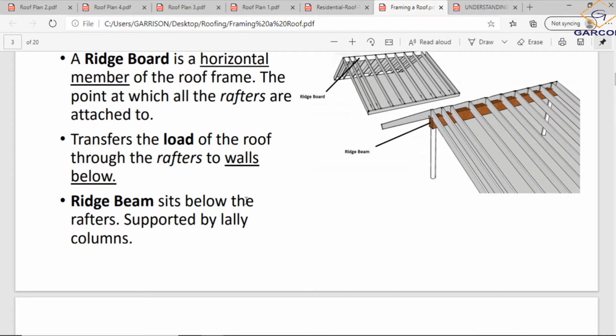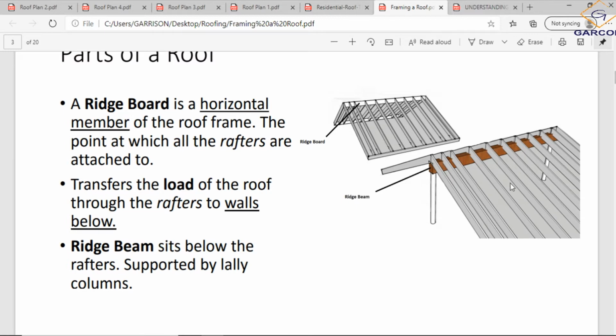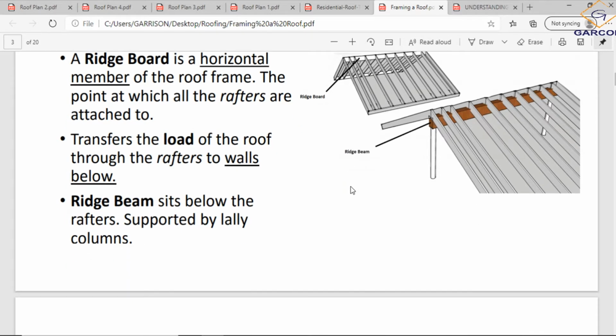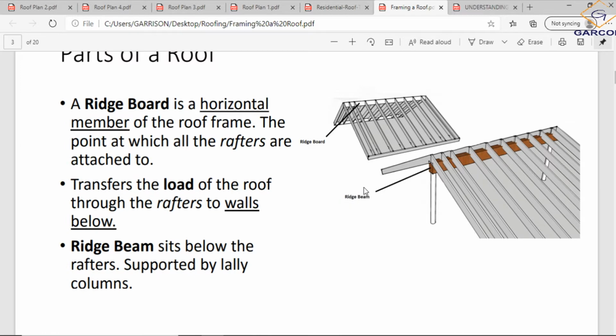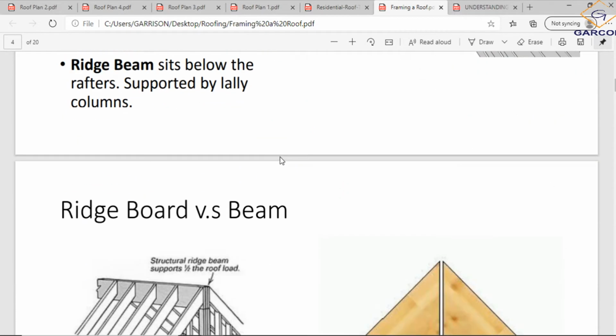Ridge beam sits below the rafters, supported by a lally column. So this basically is a column holding up the ridge. But in most roofs, we don't have a column to hold up the ridge, because basically the rafters do that themselves. For a domestic roof, you wouldn't necessarily need a big ridge like this for residential. But for commercial, if it's a big, wide opening, then you probably need to support it.